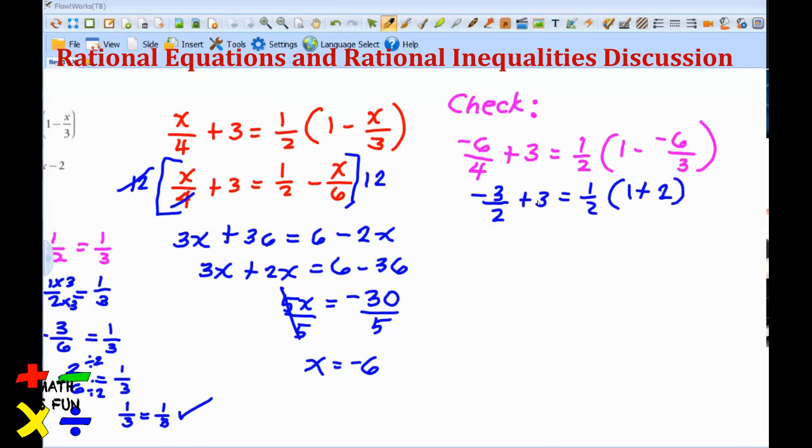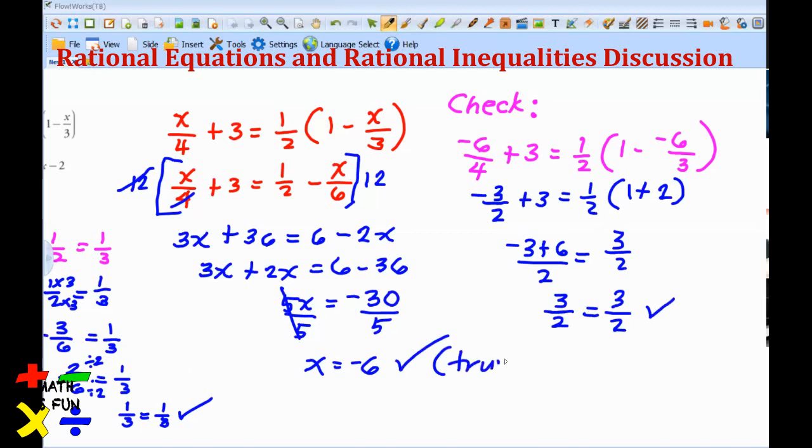So negative 3 halves plus 3 will give you negative 3 plus 6 over 2, equals 3 times half is 3 halves. So negative 3 plus 6 is 3, so 3 halves is equal to 3 halves. So then the solution is correct. True. x equals negative 6. That's for letter B, okay? So copy.